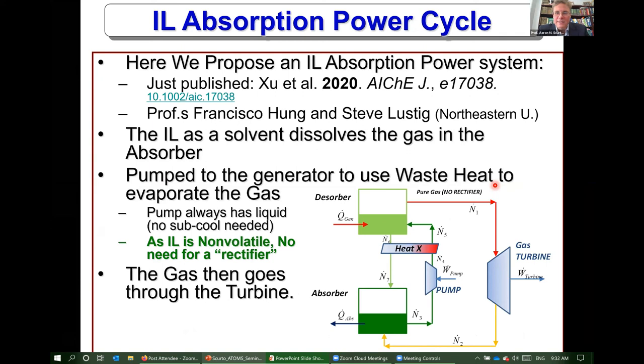Steve, especially for looking at these things to try to model these from COSMO-SAC, and Francisco for COSMO and also for process flow modeling, et cetera.